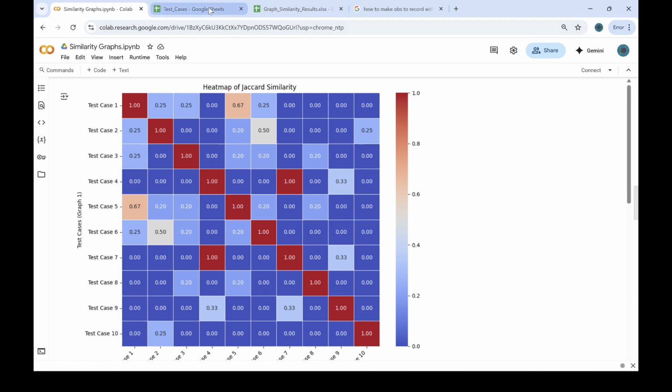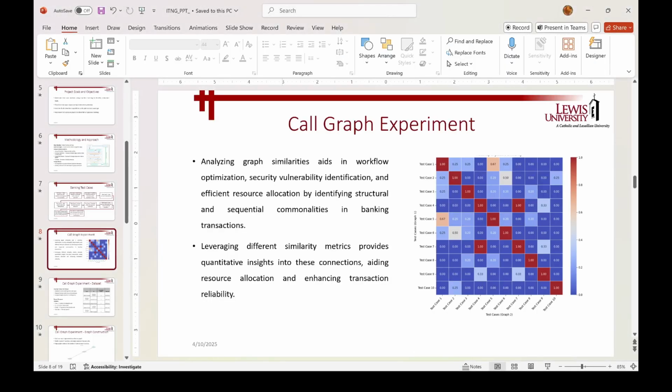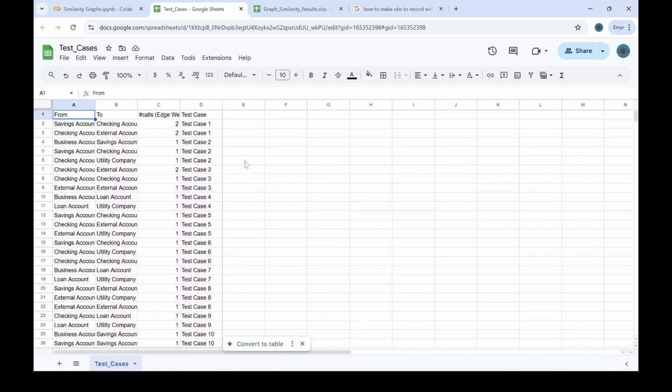Now, dataset overview. Coming to the call graph experiment dataset. This is our dataset.